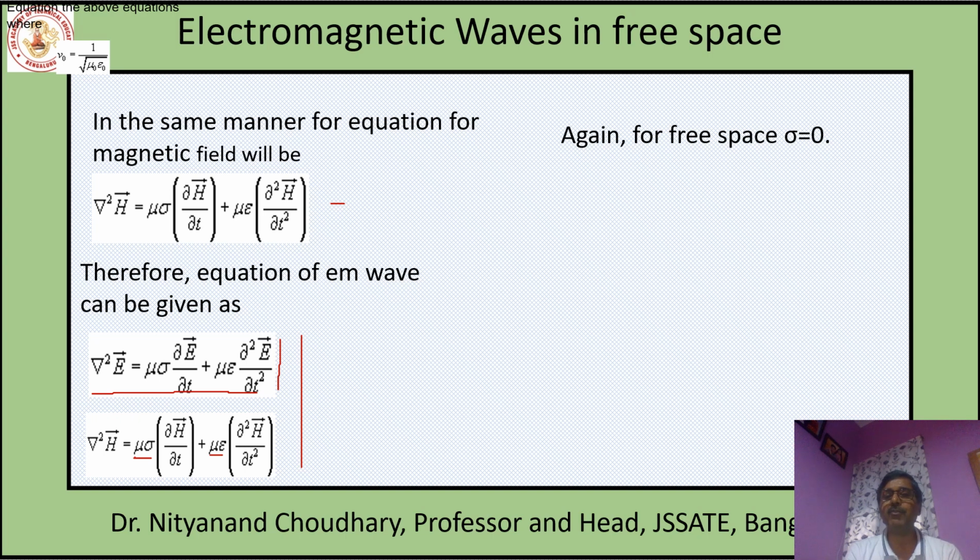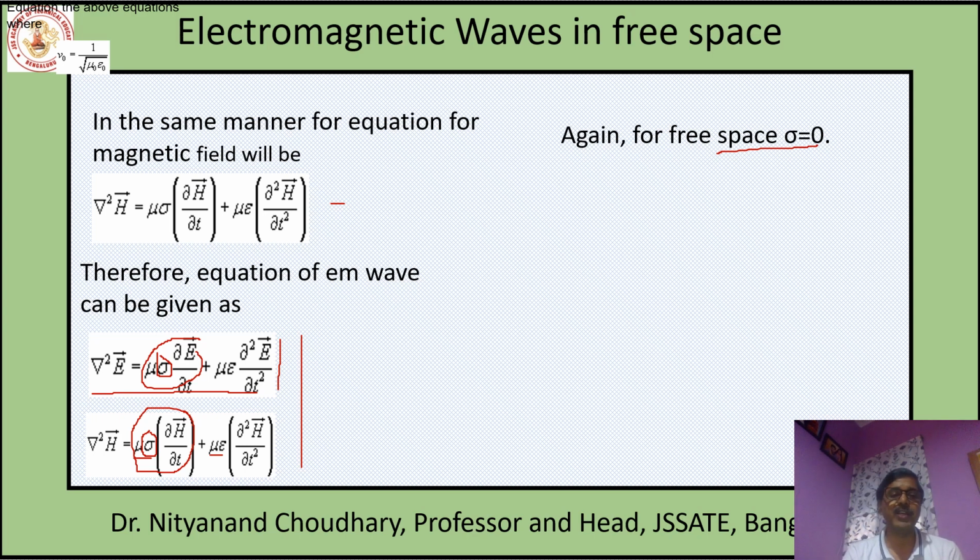Now in case of free space, if I am taking completely free space, then this value of sigma will become 0. In free space you don't have sigma, so this value of sigma is 0, and here also this value of sigma is equal to 0. So the moment I put this value of sigma as 0, this term is going to be 0, and again this term is going to be 0. Why is it going to be 0? Because it is free from any conducting medium. This is for the non-conducting medium. So this is the definition of free space.